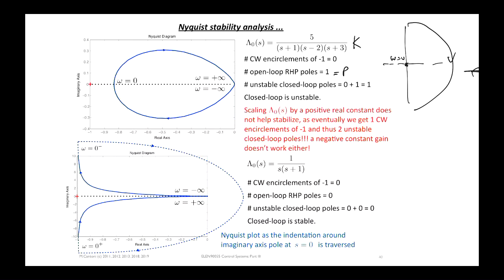Let's look at this example here. We've got one open loop pole at 0, which is on the imaginary axis, and one at -1. So the Nyquist contour has to be adjusted in this case to go around the pole at s equals 0. So this is epsilon, minus epsilon. We're going to let epsilon go to 0, but we've put this little indentation around the open loop pole at s equals 0.